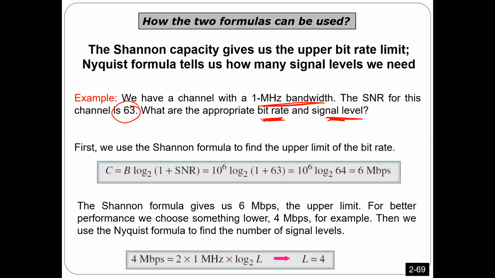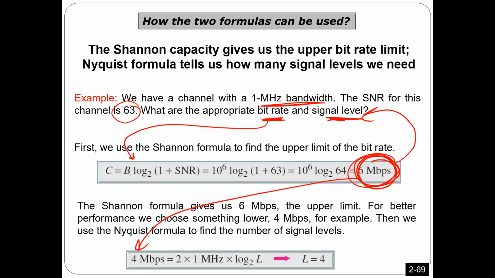For the bit rate, I'm going to use Shannon. Just a straightforward substitution in the Shannon formula to calculate the bit rate. Okay, so I found this is the bit rate. Now I'm asking you, what is the signal level? I can use this bit rate in the other formula, by Nyquist, in order to get the level. However, you have to be careful here. This is the limit, 6 megabits per second, it's the limit. Usually you are not going to get this exact limit, so you have to be lower than this limit.